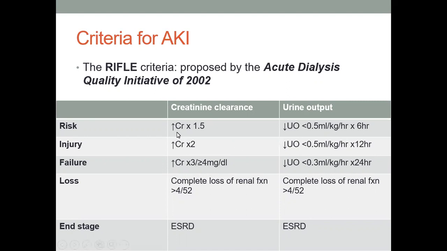All right, so when the kidneys are at risk, the creatinine level increases by 1.5 times, and urine output is less than 0.5 ml per kg per hour for 6 hours.